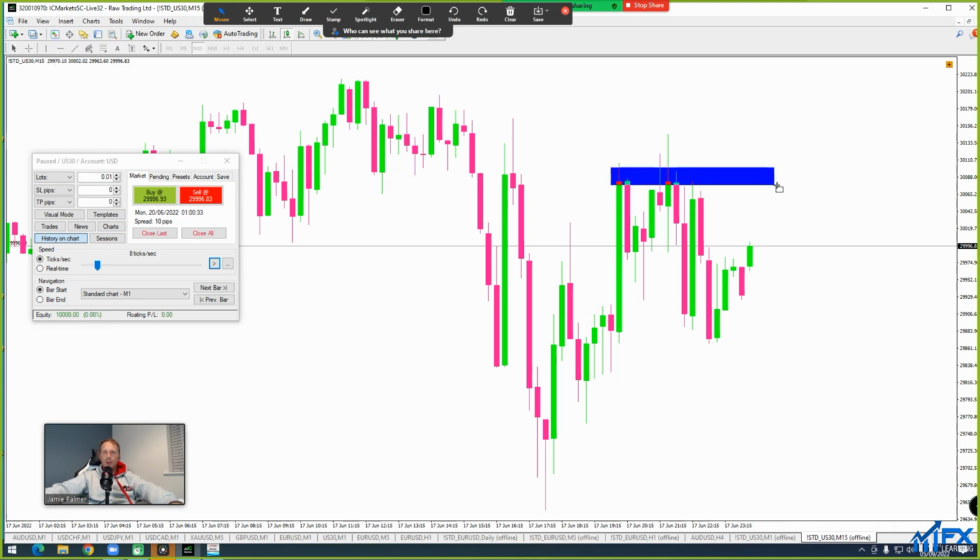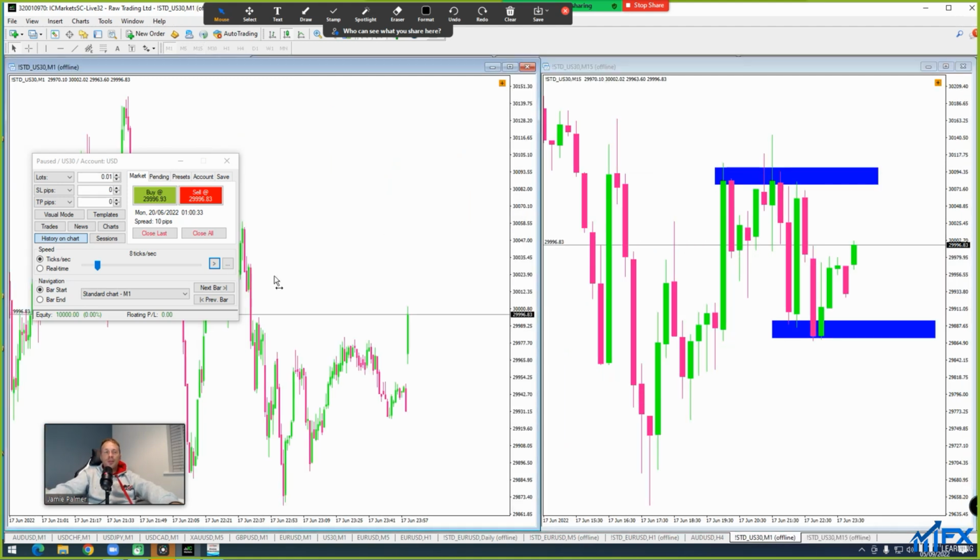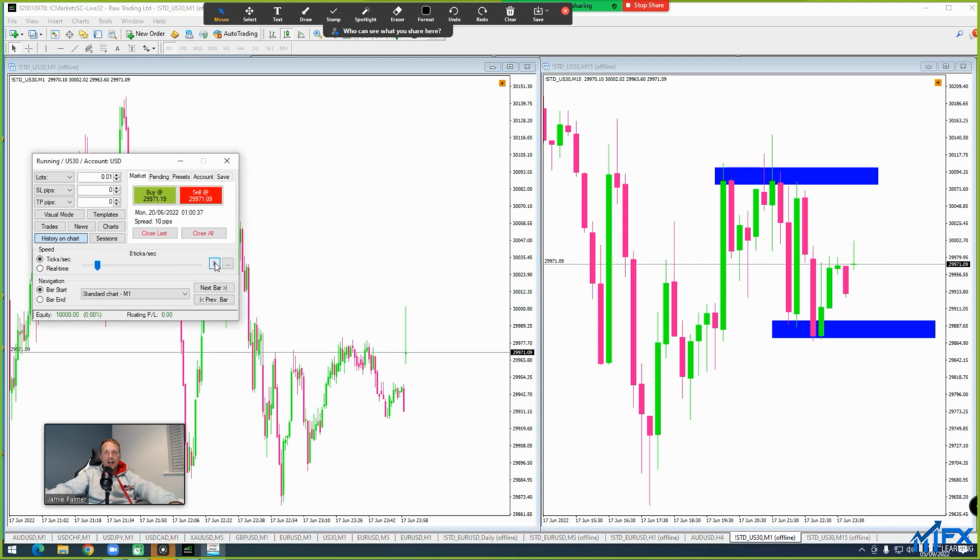Okay, that's the most important part because that's my new high and this here is my new low. Basically, if it breaks this one, it's an uptrend. If it breaks this one, it's a downtrend. Those are my areas that I've highlighted. I'm going to wait to see what price does.